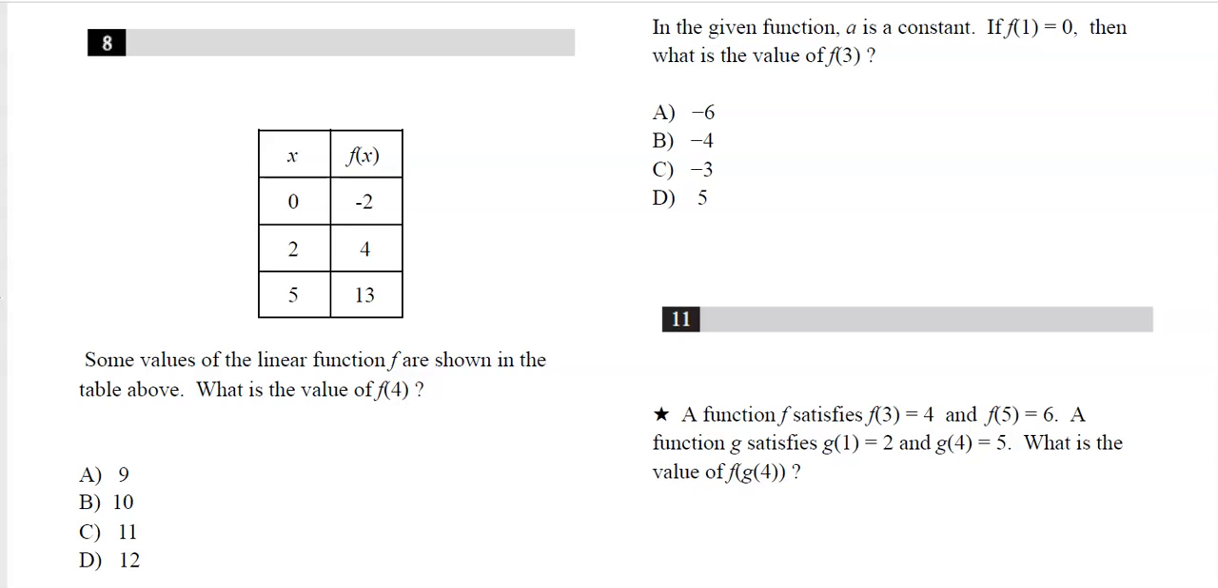Some values of the linear function are shown in the table above. What is the value of f of 4? So that means it's always f of x. So when x equals 4, then y equals what?